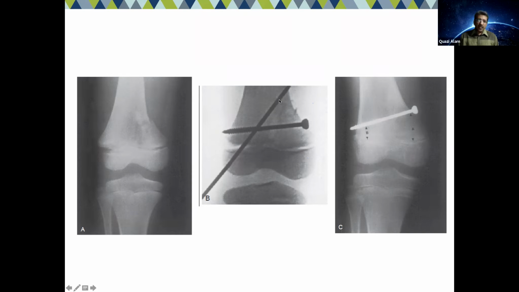It is very unwise to go up to the metaphysis, then check in the C-arm, and then take it out just to readjust its position again. By that procedure, you are going to hit multiple times into the physis while increasing the chance of damage.